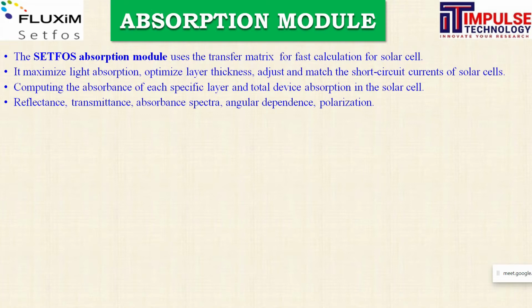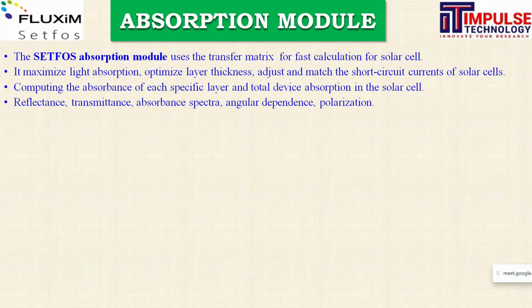Suppose for your solar cell devices, you have no idea which layer should be used. Then you can find the optical properties. You can see which layer is getting more absorption for your device. Accordingly, for that layer, either a perovskite or any other semiconducting material, you can find its optical property, then you can use that material for your solar cell device.